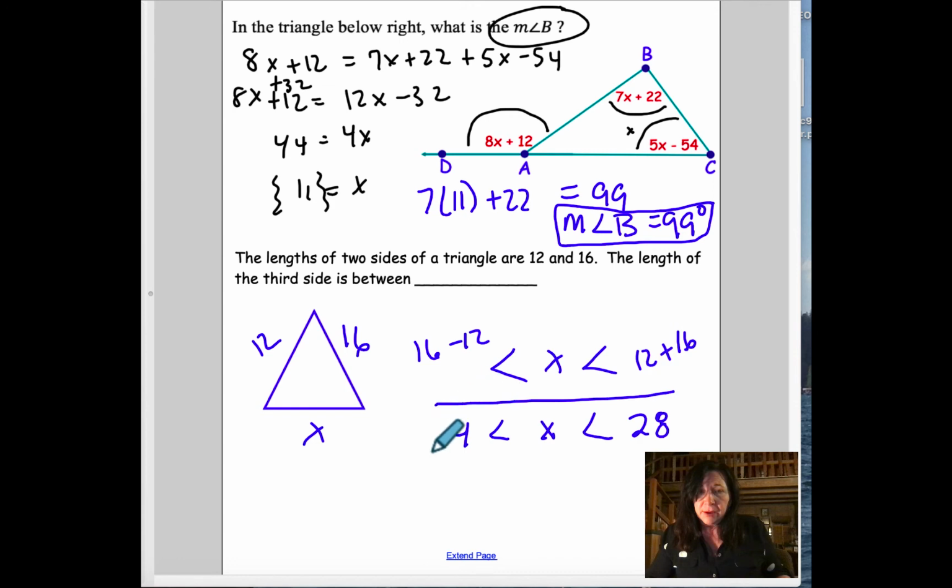Remember, the sum of two sides of a triangle has to be greater than, but not equal to, the third side for a triangle to actually exist. So you just add the two sides for one bound, and subtract for the other.